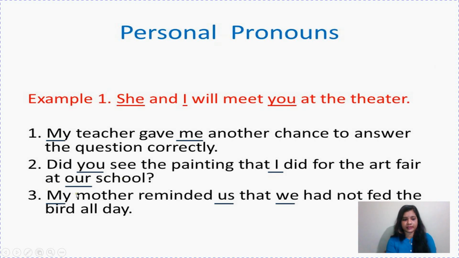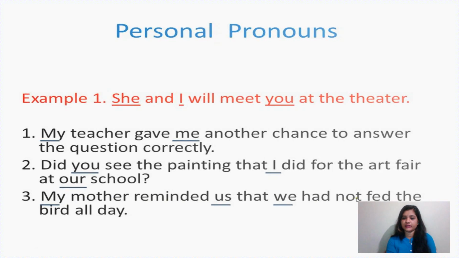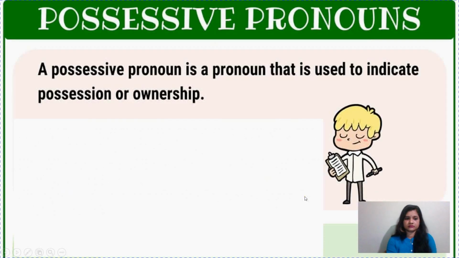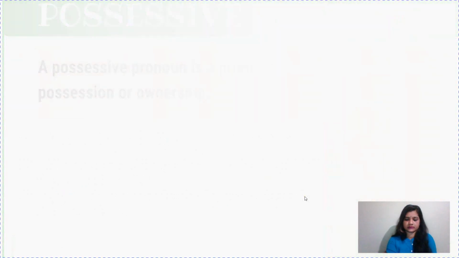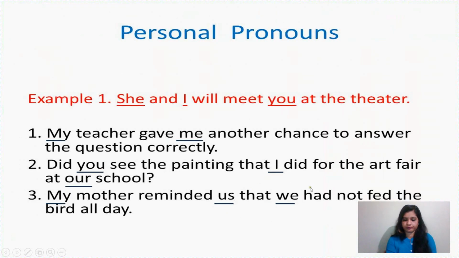My mother, again my mother. Mother is a noun. "My" is identifying or modifying it. So "my" will be a possessive adjective. "Reminded us that we had not fed the bird all day." So children, "us" is a plural pronoun. It is first person and "we" is also first person. Both are plural, children. So I hope you have understood personal pronouns.